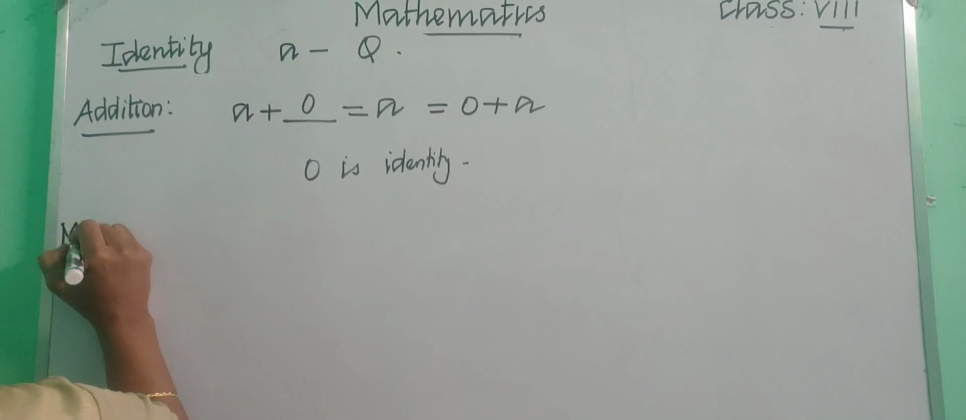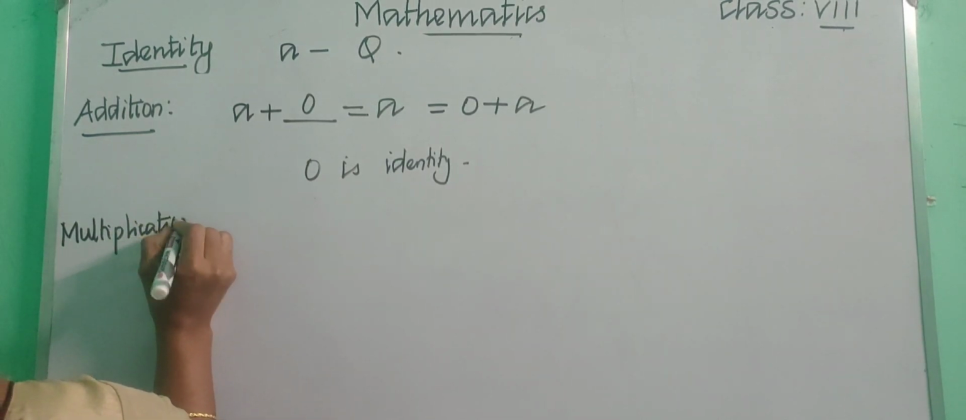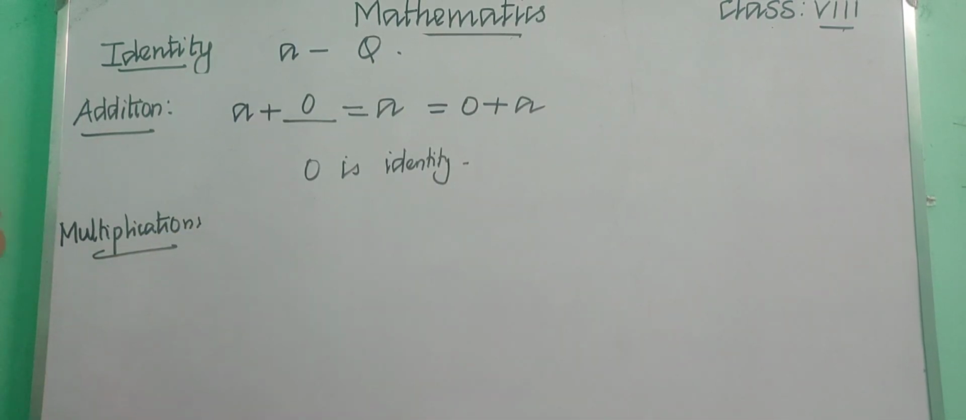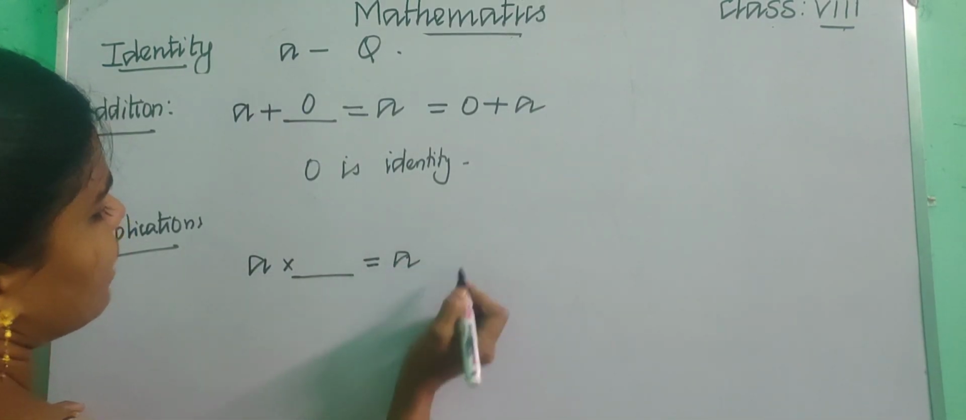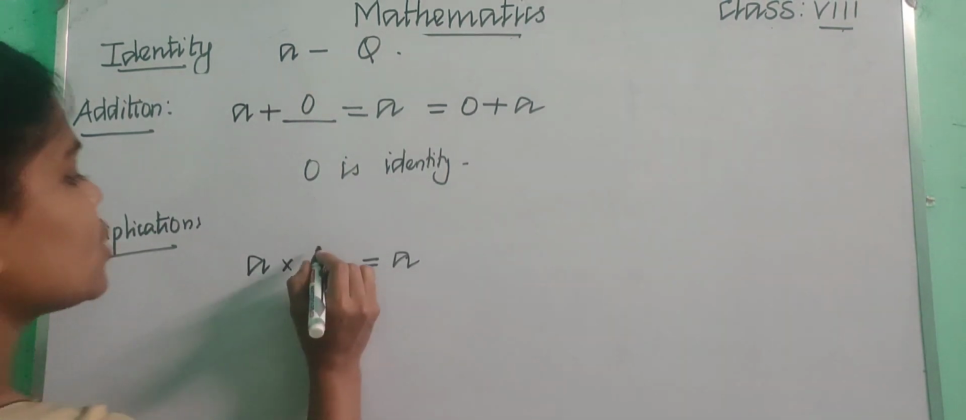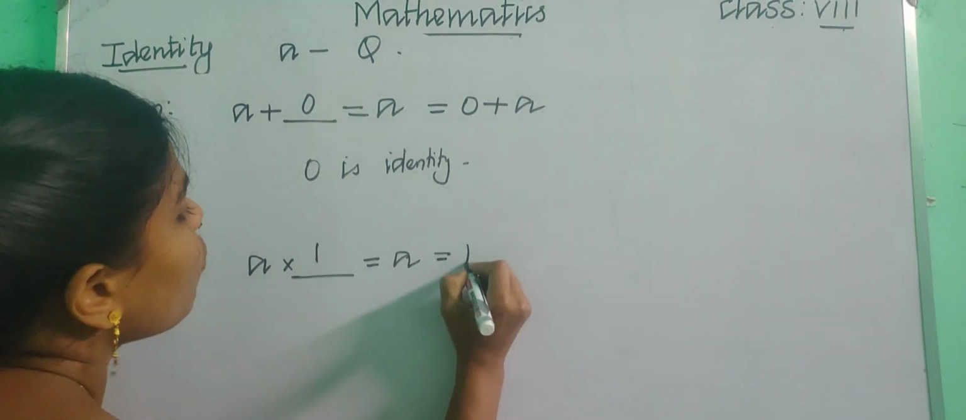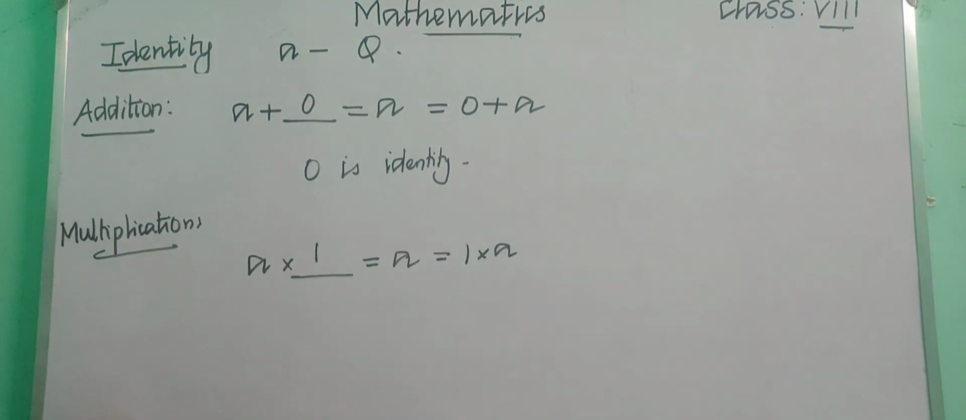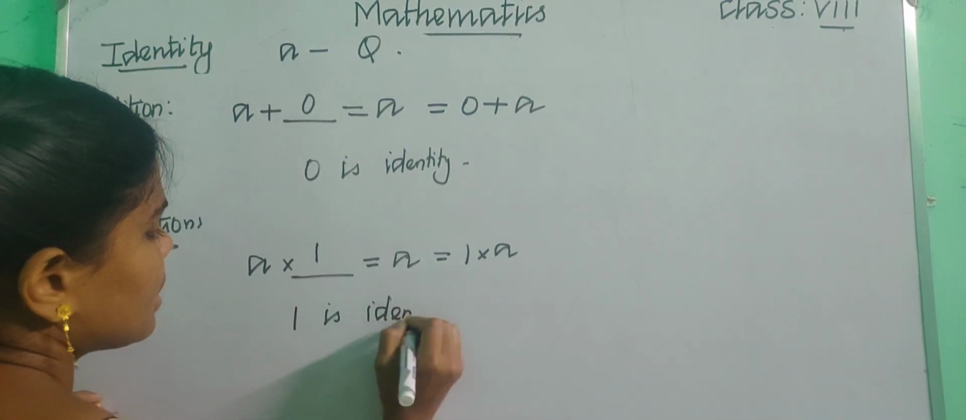Let us see about multiplication. In multiplication how will you find the identity? Here also we are having a rational number a. We need to find what will be multiplied with this a to get the same a. What will be multiplied with this a to get the same a? We need to multiply 1. So a into 1 equal to a, okay children. And also we can write 1 into a equal to a. So that we are calling this 1 the identity element.